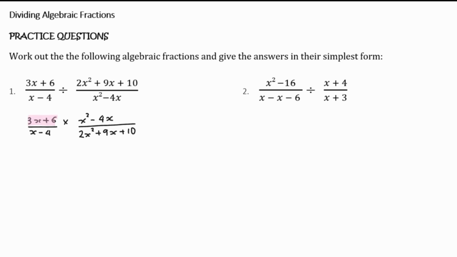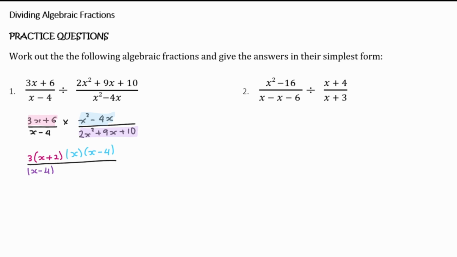As we can see, 3x plus 6 can be factorized because we've got a common factor of 3 in both terms. So we can write that as 3 bracket x plus 2. We then have x squared minus 4x, which can also be factorized. So we can write that as x, and we will multiply that with x minus 4.